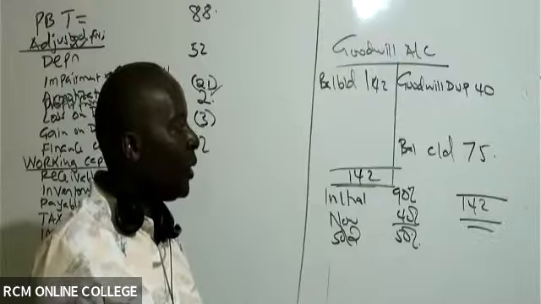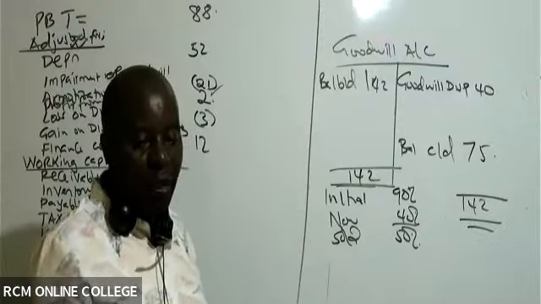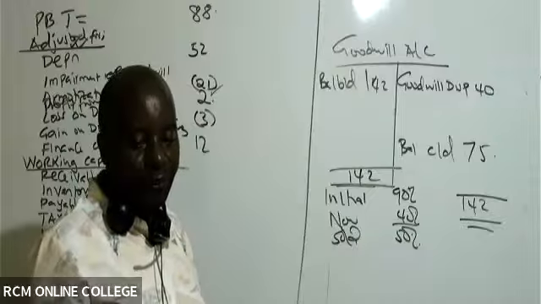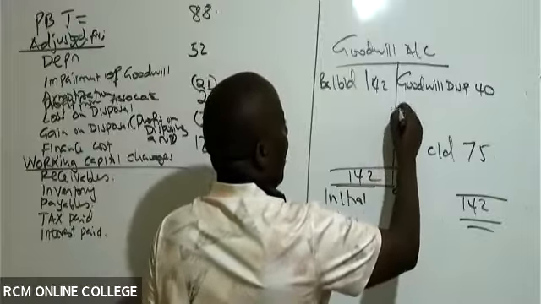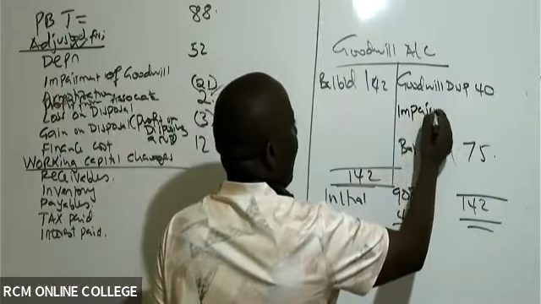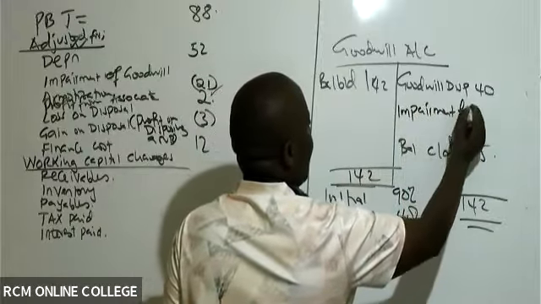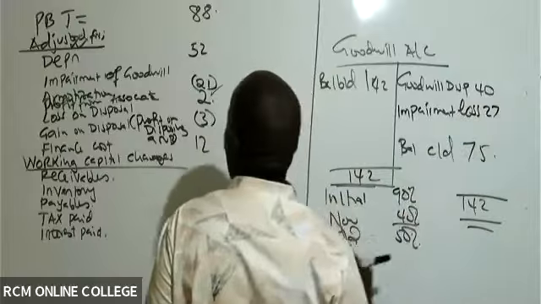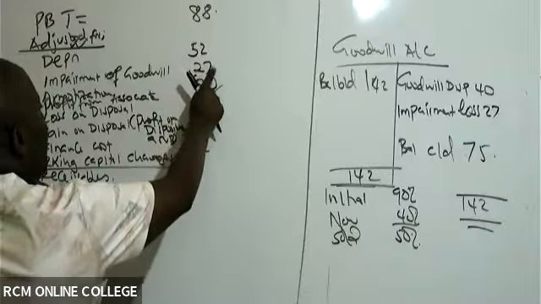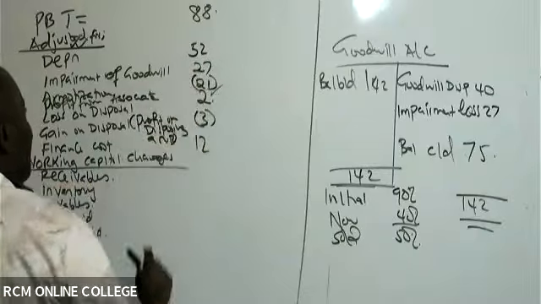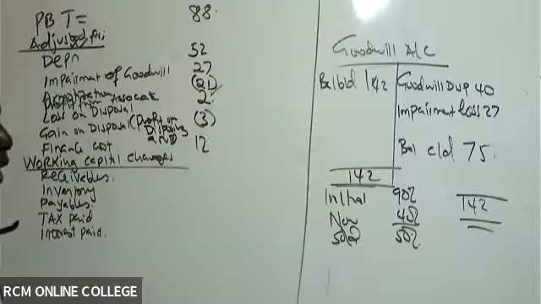So is there somebody who can give me this loss or goodwill impaired? They're saying it's 27. So the impairment loss, impairment of goodwill, is 27. Shall it be positive or negative in our statements?